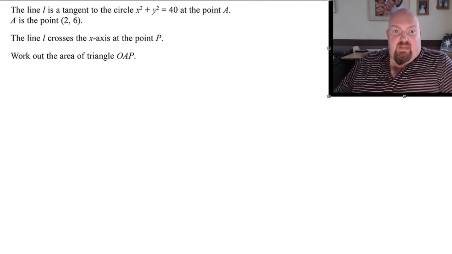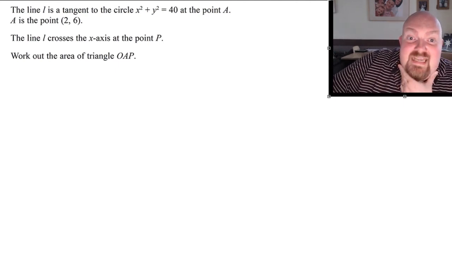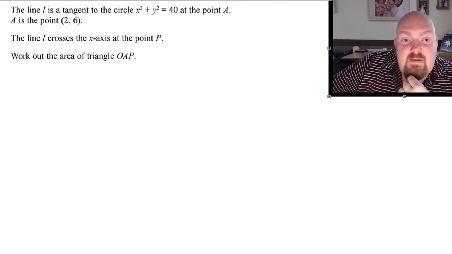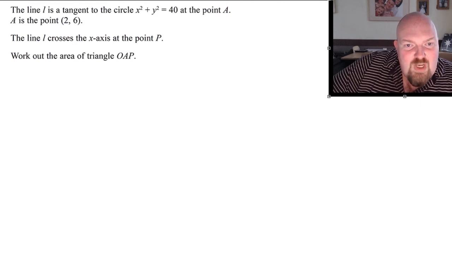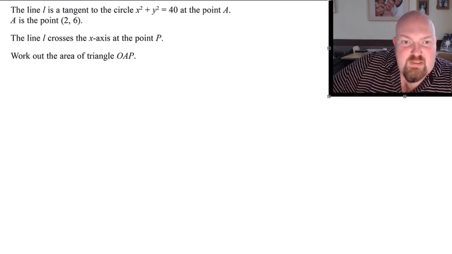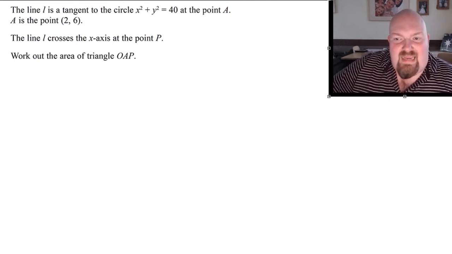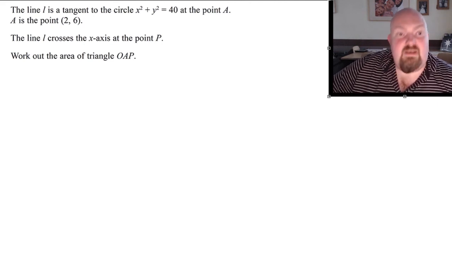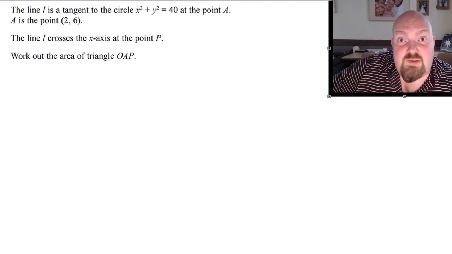So here's the question. It says that the line L is a tangent to the circle x squared plus y squared equals 40 at the point A. A is the point (2, 6). The line L crosses the x-axis at point P. And our task is to work out the area of the triangle OAP. Now, first thing I recommend that you do is draw a sketch.